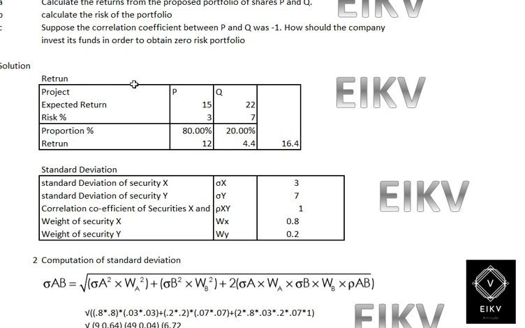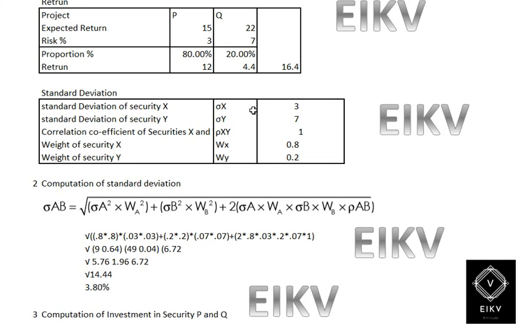So going ahead with the solution, I have made a table containing the projects P, Q, then their return and risk. The proportion would be 80% and 20%, so the return should be multiplied with the weight or proportion. It would be 15 into 80%, which will give you 12, and 22 into 20% will give you 4.4. Therefore, when we add 12 and 4.4, we will get the total return as 16.4.